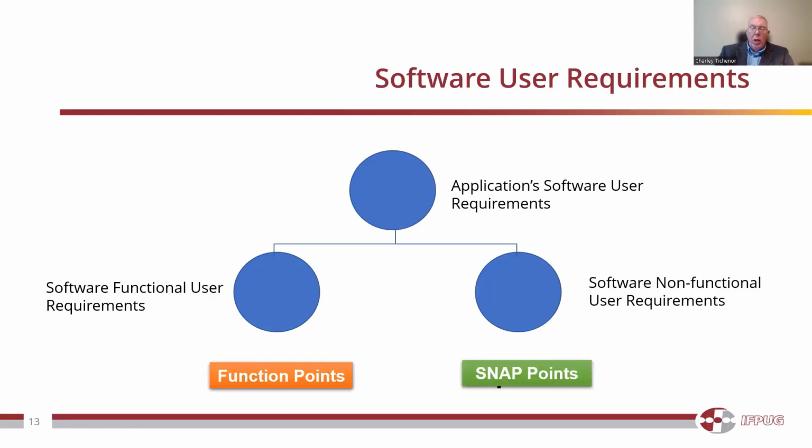One standard unit of functionality is called the function point. This is similar to 1 gallon of gasoline or 1 liter of gasoline or 1 meter of distance or 1 inch of distance. These are international standards. So a function point is 1 standard unit of functionality. A SNAP point is 1 standard unit of non-functionality in most cases.